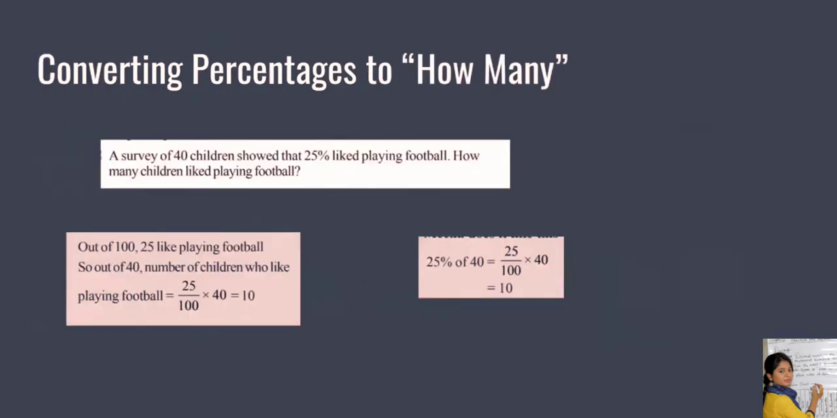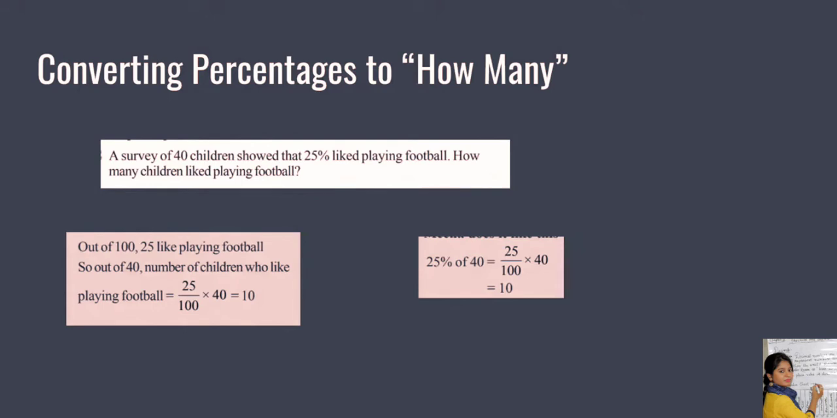Now let us learn converting percentages to how many. Let us take one example: a survey of 40 children showed that 25% liked playing football. How many children liked playing football? This is the question, okay? So there are two methods to solve this question. First is the unitary method and second is to find the percentage of how many part.